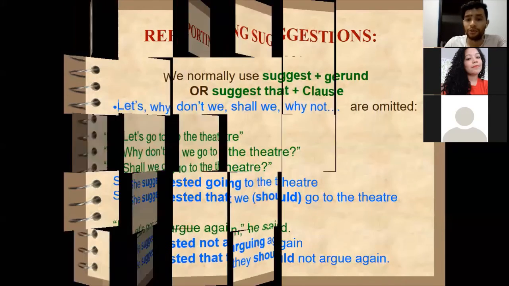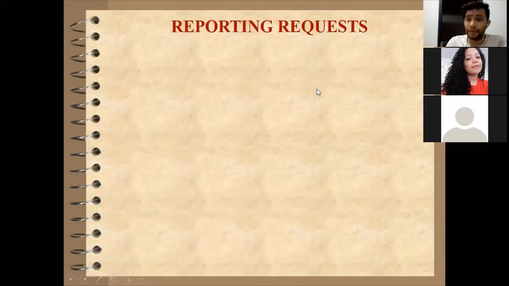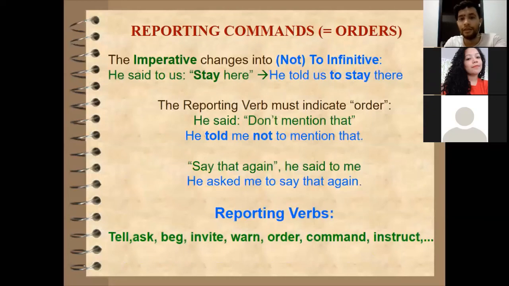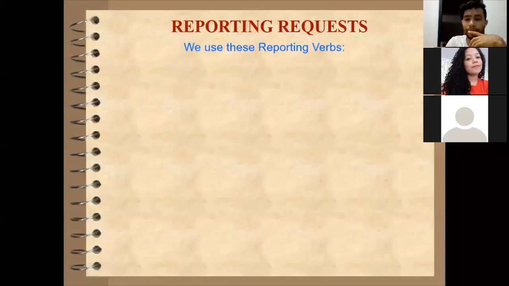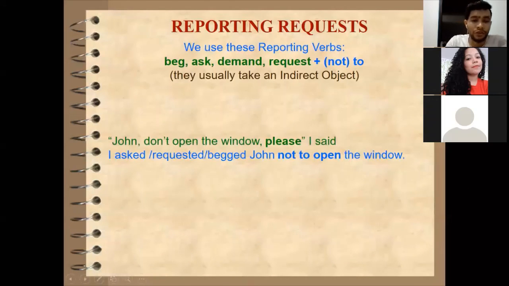Let's move to the next group. This group is similar to the group of commands in which we use the infinitive, right? It's similar to this group. Now, let me show you how. Take a look. John, don't open the window, please, I said. The reporting verbs are beg, ask, demand, or request, not to, right? So, I asked, I requested, or I begged John not to open the window, right?